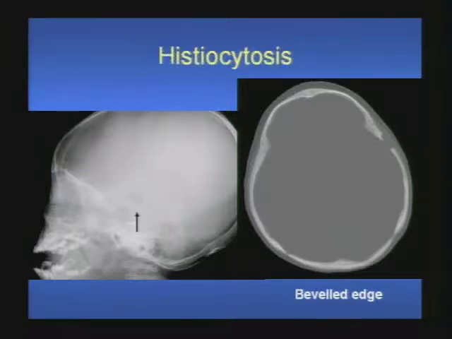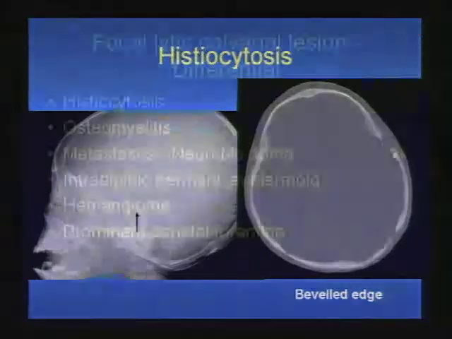This is a classical presentation. This is an Aunt Minnie for histiocytosis with a well-defined lytic defect in the skull vault. There are actually 2 of them in this patient. And CT scan at that level shows the classical, what is called a beveled edge, which indicates a greater degree of erosion of the outer skull table as compared to the inner skull table.